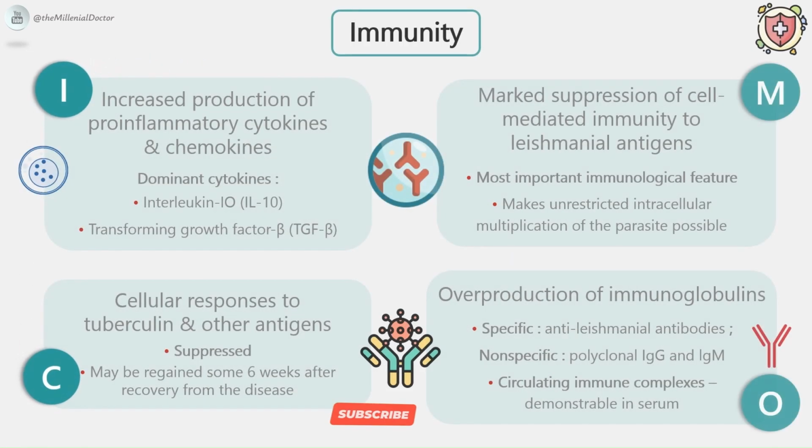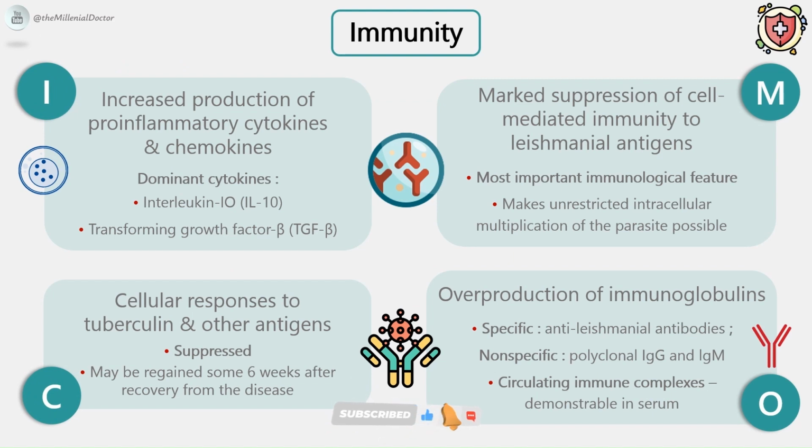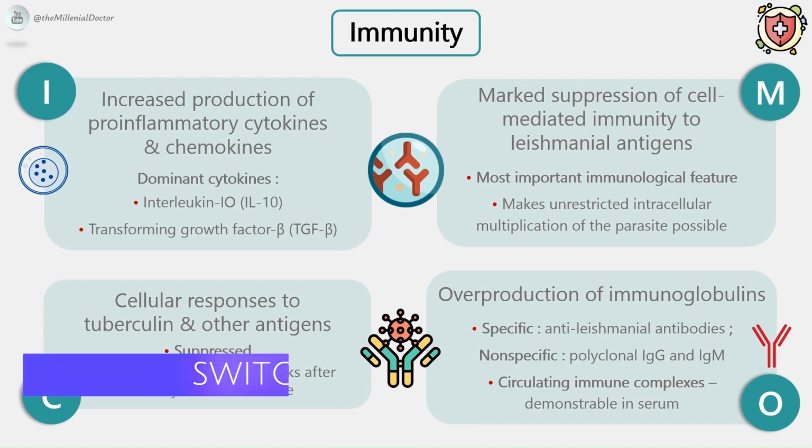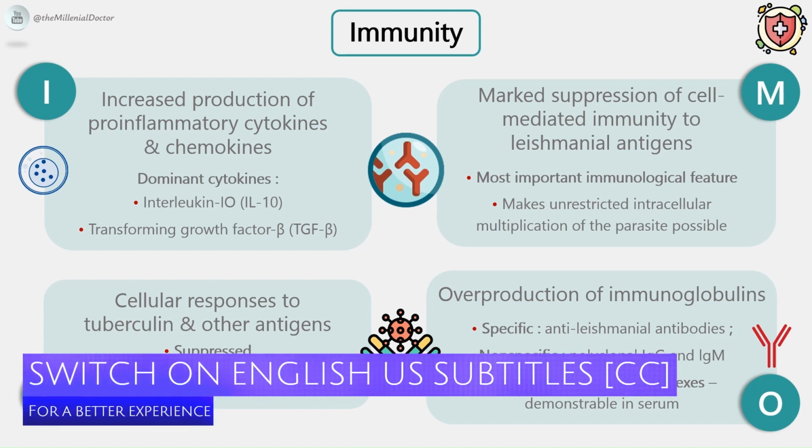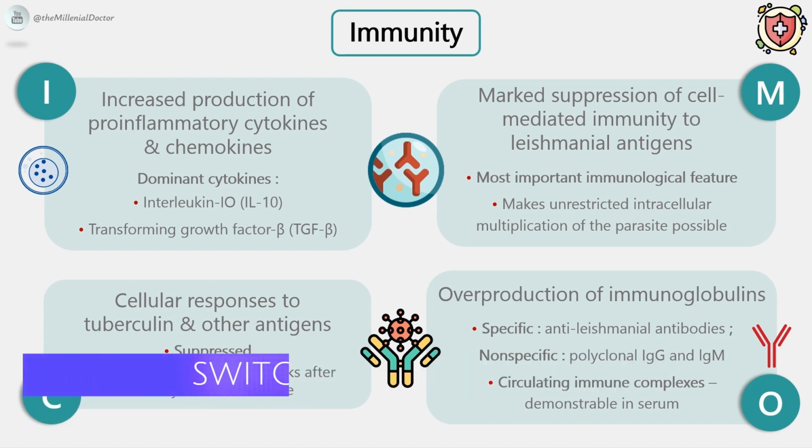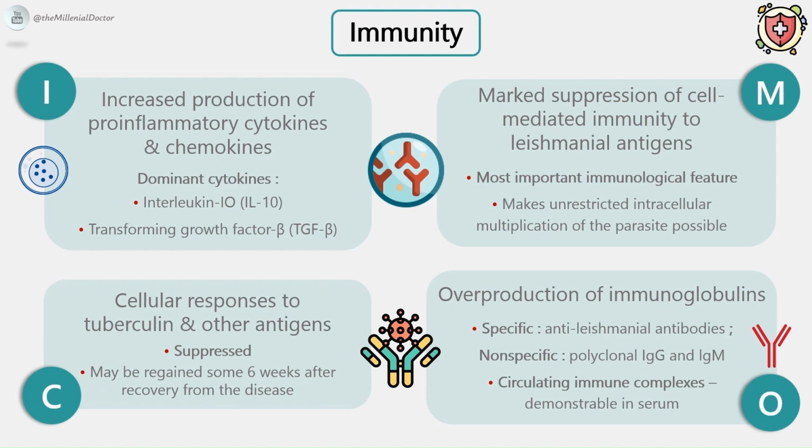Next, immunity. The immune response in visceral leishmaniasis is very complex. There is increased production of pro-inflammatory cytokines and chemokines. Interleukin-10, IL-10, and transforming growth factor beta, TGF-beta, are the dominant cytokines. The most important immunological feature in Kala Azar is the marked suppression of cell-mediated immunity to leishmanial antigens. This makes unrestricted intracellular multiplication of the parasite possible.